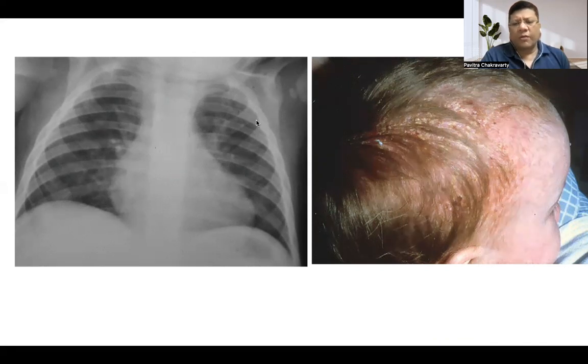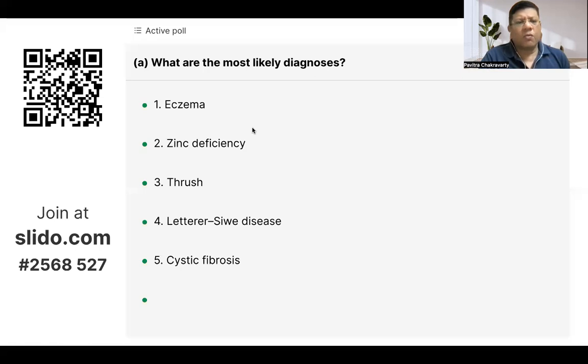So without wasting much time, I think we'll just go. What are the most likely diagnoses? Eczema, zinc deficiency, thrush, Letterer-Siwe disease, cystic fibrosis.